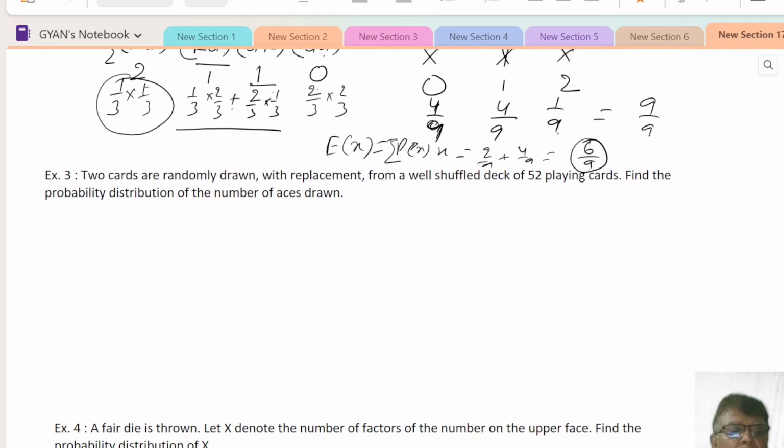Now come to question number 3. Two cards are randomly drawn with replacement from a well shuffled pack of 52 cards. Find the probability distribution of the number of aces drawn. So in a well shuffled pack of 52 cards there are 4 aces.